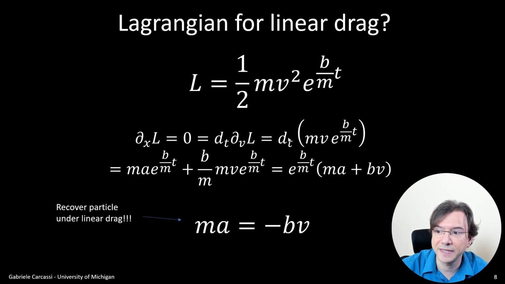And now we do the derivative in time. Here we have two things that depend on time. We have the velocity and we have this exponential. So we do a product rule. We first derive the velocity, we get an acceleration, and then we derive this term, we just get a b over m factor in front. We can collect now the term e to the b over m t, and we just have ma plus bv here. This has to be equal to 0, and so this part has to be equal to 0, so we have ma equals minus bv. And this is exactly the equation for a particle under linear drag. So we do have a Lagrangian that gives us the equation of a particle under linear drag.